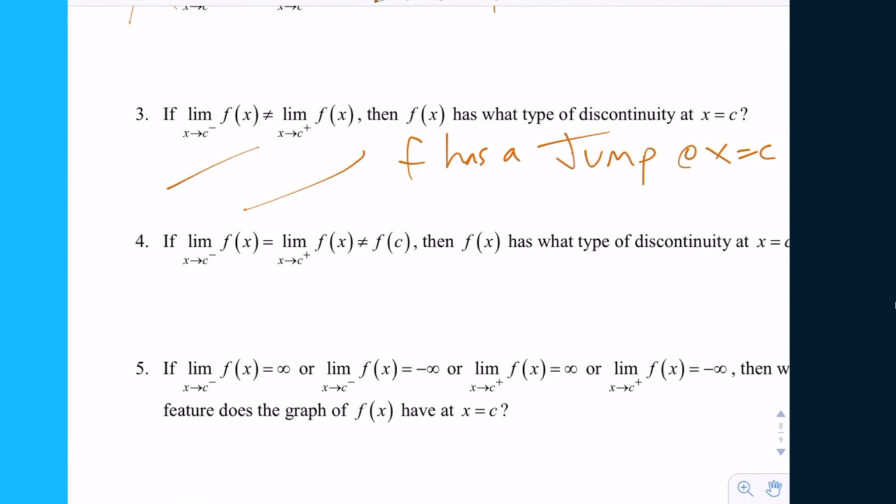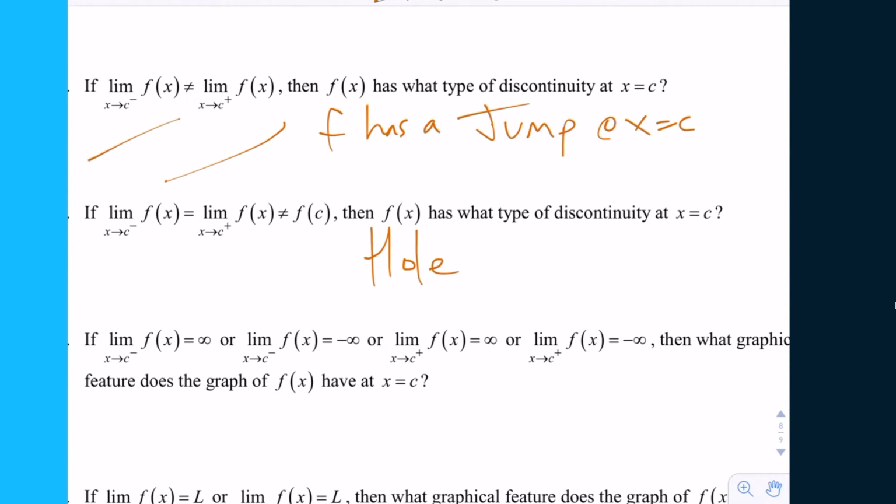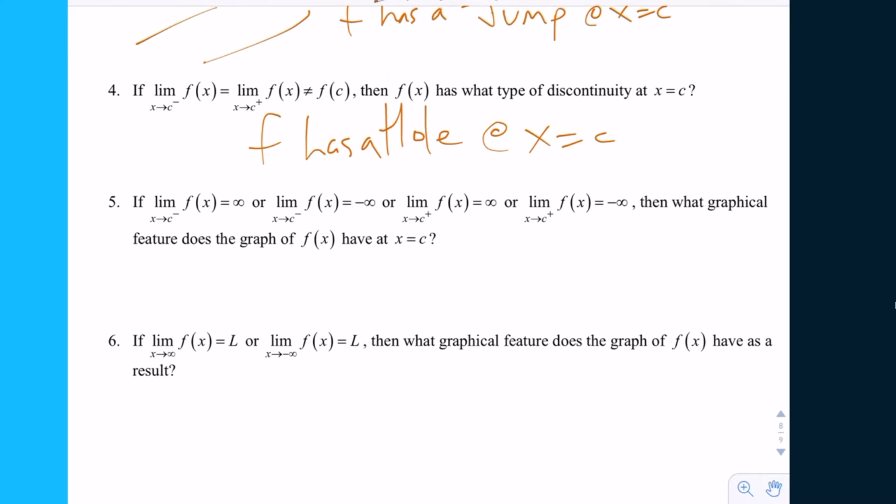If the limit from the left equals the limit from the right, but neither one of them equals the function value, then what type of discontinuity do we have? Then we have a hole or a removable point. Yeah, f has a removable discontinuity.